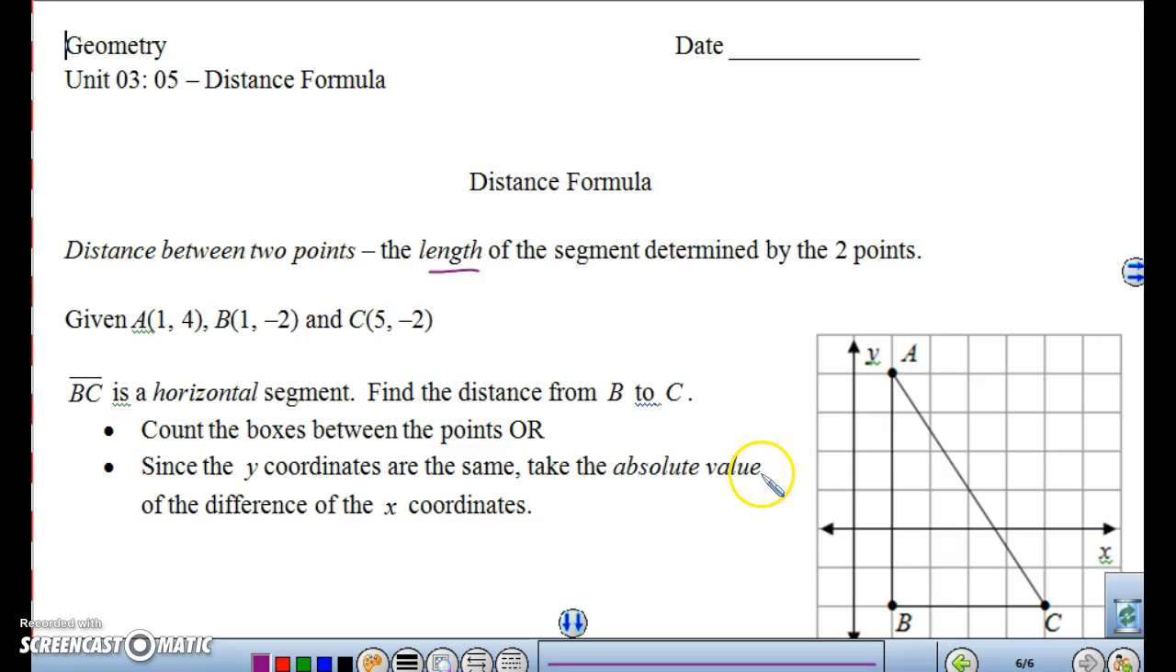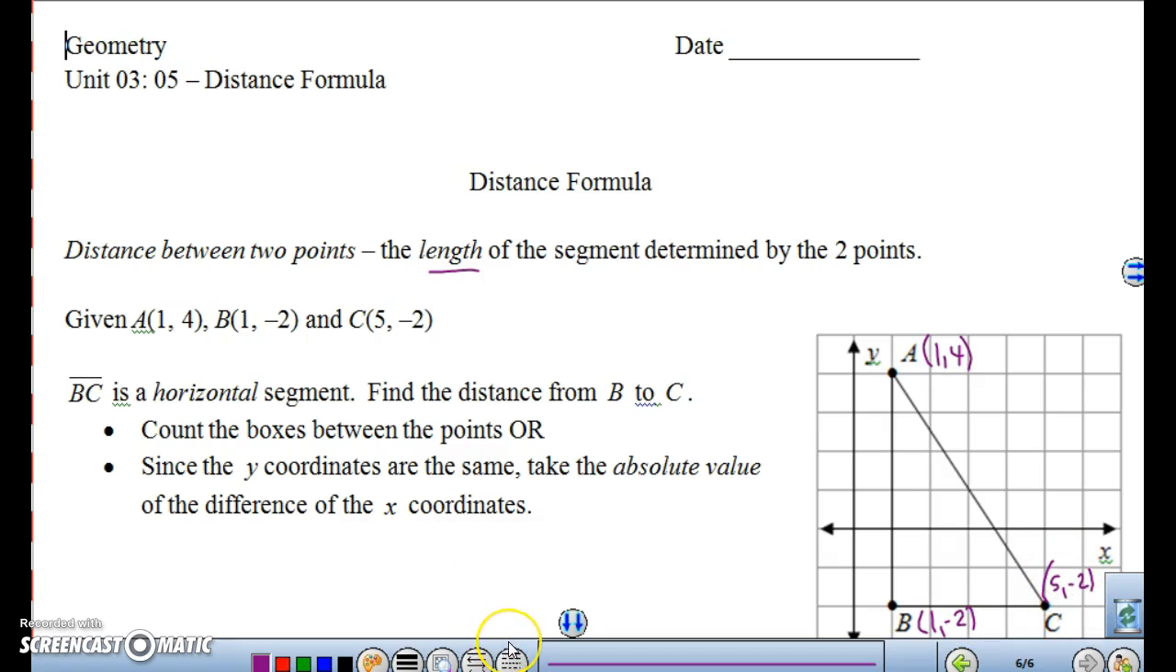Now, measuring distance depends on the kind of segment that you have. Let's take a look at this triangle. We have point A at (1, 4). Point B is at (1, -2). And point C is at (5, -2).